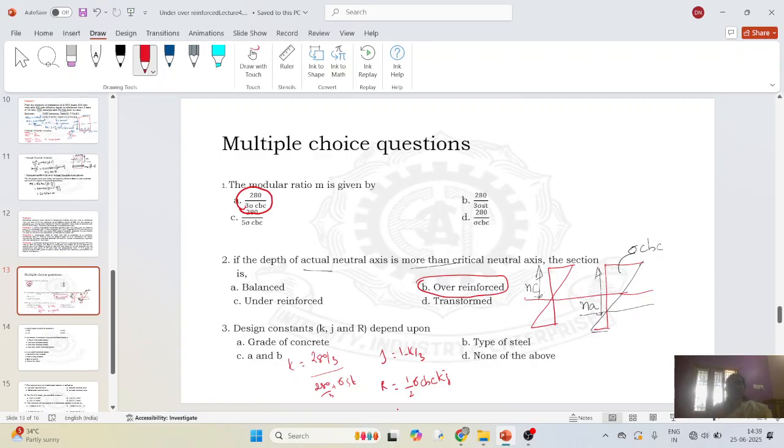Design constants K, J and R depend upon the grade of concrete, type of steel, A and B, or none of the above. Actually K equals 280 divided by 3 plus sigma ST. See, it depends upon the grade of steel. And J equals 1 minus K divided by 3. K is depending upon the K value. R equals 1 by 2 of sigma CBC and K times J. So sigma ST is for steel and sigma CBC is for concrete grade. So the answer is grade of concrete and type of steel.